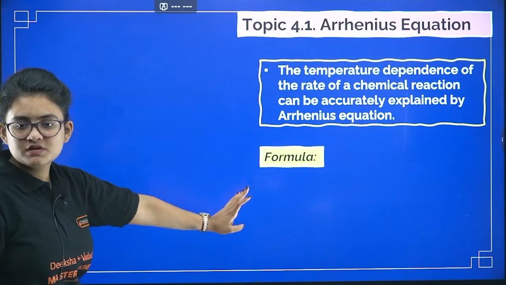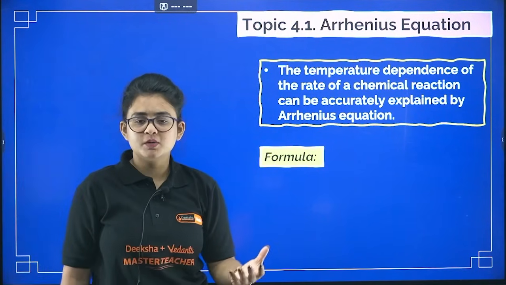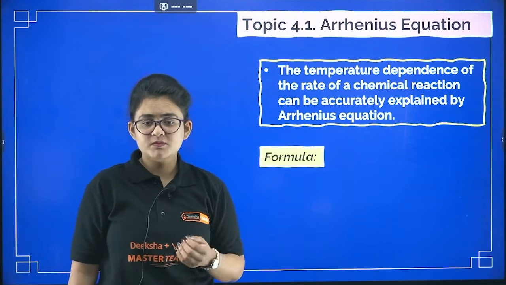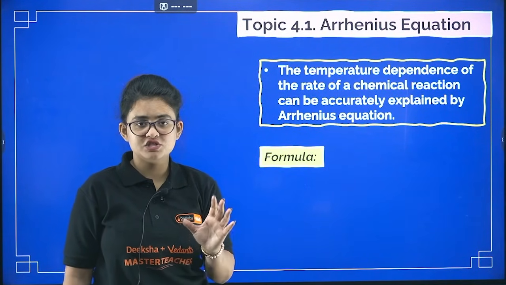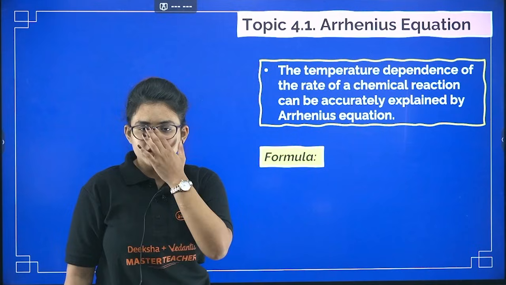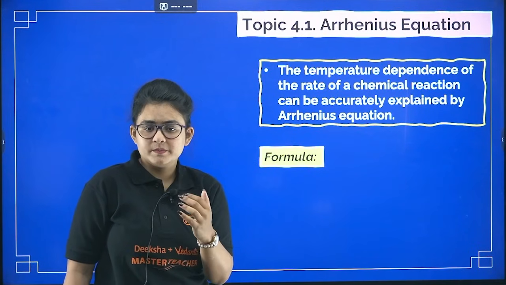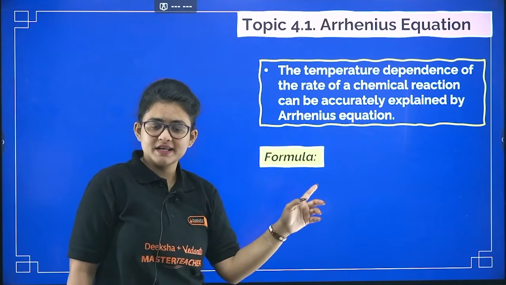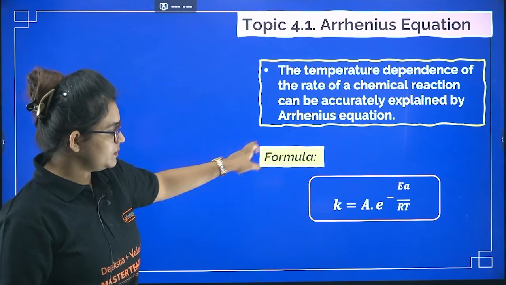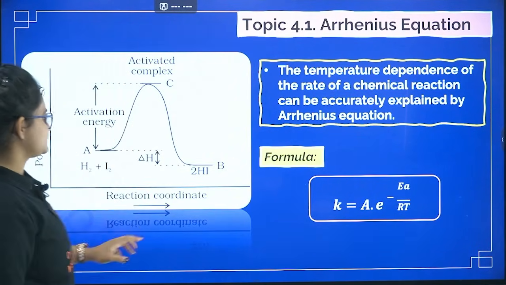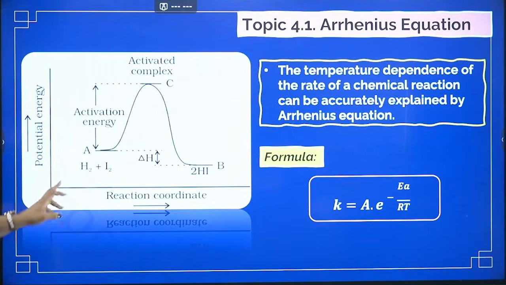The Arrhenius equation formula is very important for the board level, because numerical problems also come from this, and they also ask directly to write down the Arrhenius equation and mention the abbreviations. The temperature dependency of the rate constant can be well explained by the Arrhenius equation. This is the equation: k equals A into e power minus Ea by RT. This is the graph that I need to explain to you.